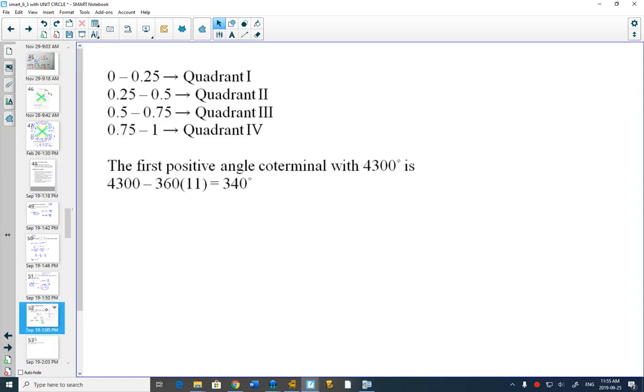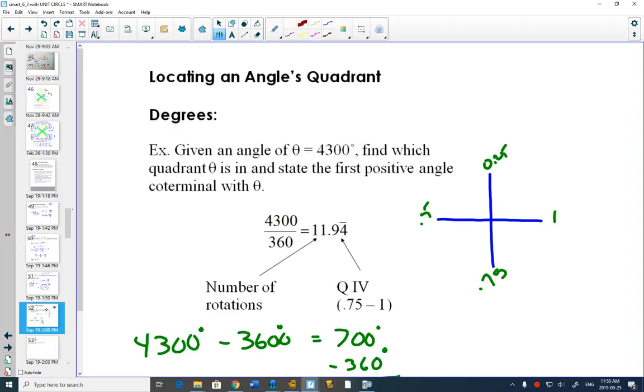Because if we go back to our diagram here, 4,300 ends here, the first positive one would be the first angle that stops there. 4,300 goes around 11 times before it stops there. But the first positive coterminal angle is 340 degrees.